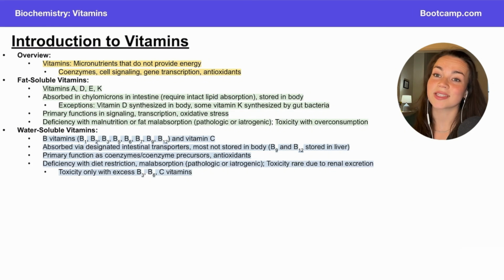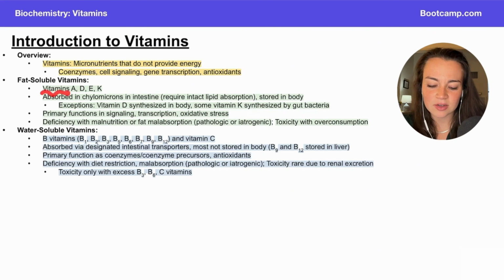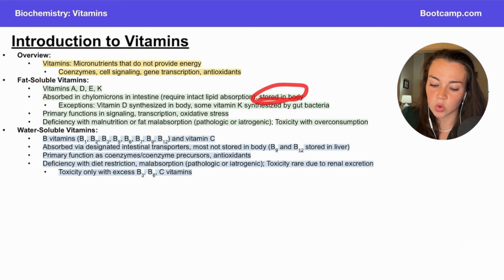So let's wrap this up. This was a quick compare and contrast between the fat-soluble and the water-soluble vitamins. Like we said, all vitamins are micronutrients that do not provide energy. Instead, they have various other supportive roles in the biochemistry pathways we've been talking about this unit. Our fat-soluble vitamins are vitamins A, D, E, and K, where our water-soluble vitamins are the B vitamins and vitamin C. Our fat-soluble vitamins are coupled to lipid absorption and are stored in the body.